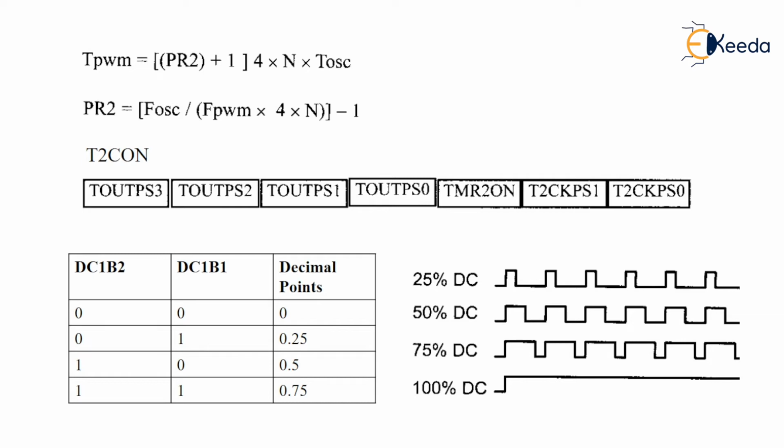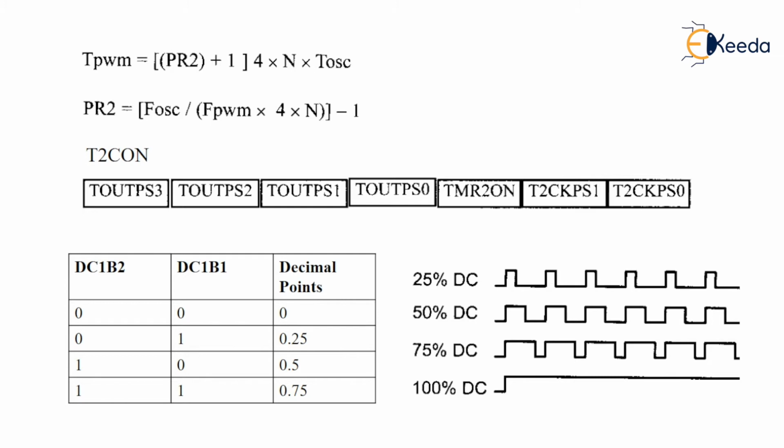So the PWM is generally generated using the CCP module, the capture compare PWM generation module. There are some steps we have to consider and some formulas are there. In PWM, two factors are important. What are those factors? The period of the pulse and its duty cycle.